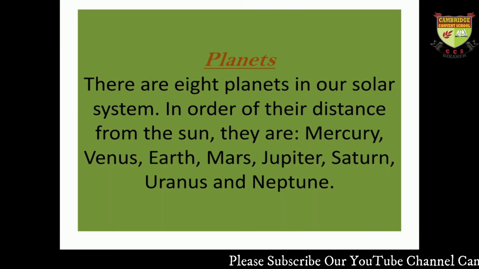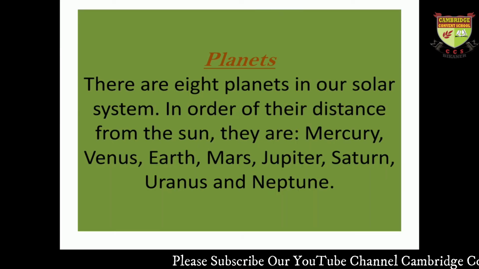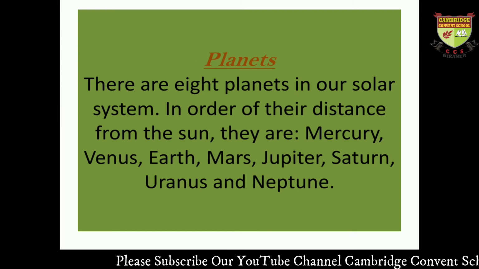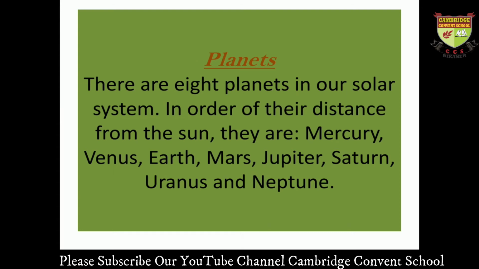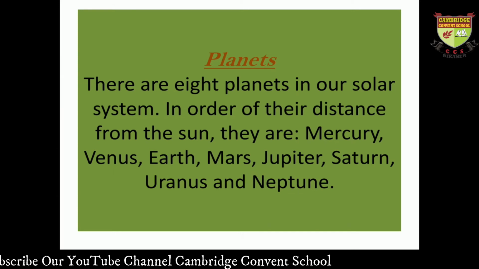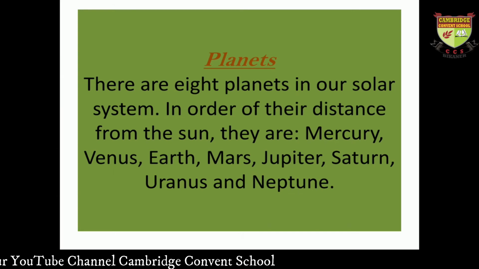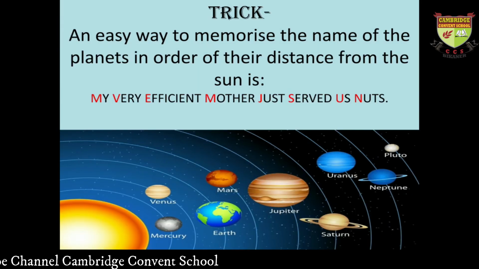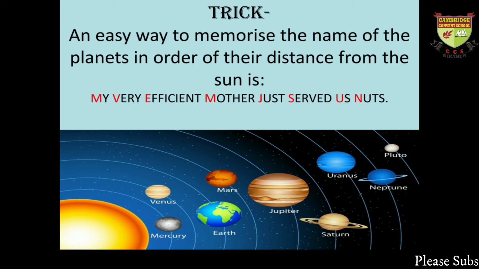Planets. There are 8 planets in our solar system. In order of their distance from the sun, they are, as I showed you in the picture, Mercury, Venus, Earth, Mars, Jupiter, Saturn, Uranus, Neptune. If you want to learn these names in series, I have arranged a trick for you. An easy way to memorize the names of planets in order of their distance from the sun is like I showed you in the picture.